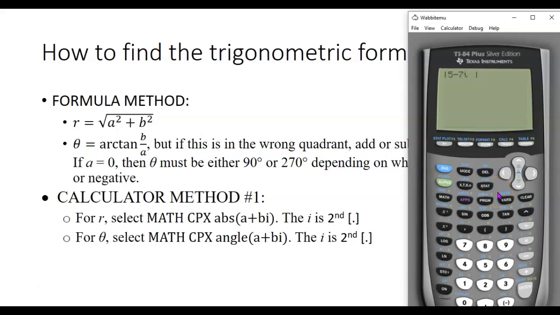I got the i by pushing the second button and then the decimal point button that has a little blue i above it. So now when I hit enter, it tells me that the absolute value of 5 minus 7i is 8.6023252... So that's r. What about theta? Okay, push the math button, go to CPX, and this time select angle. And again, put in the complex number that you're converting, 5 minus 7i.